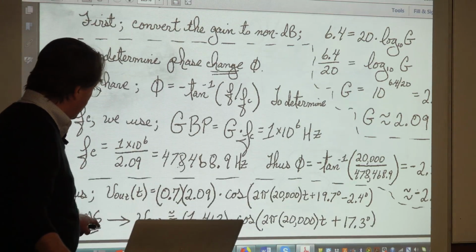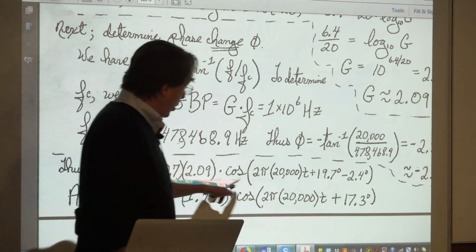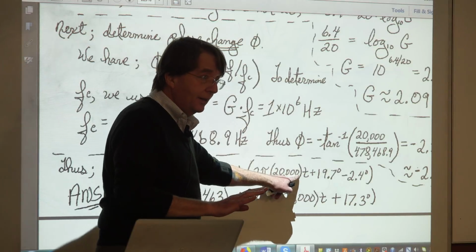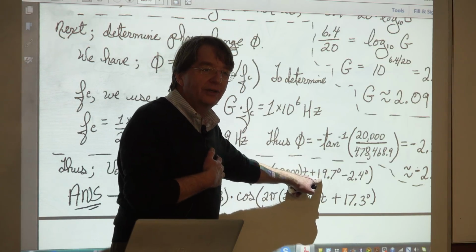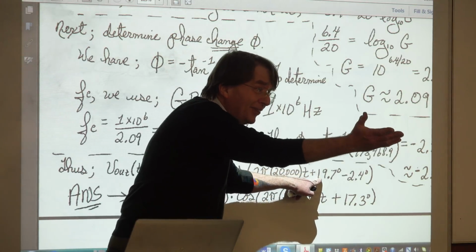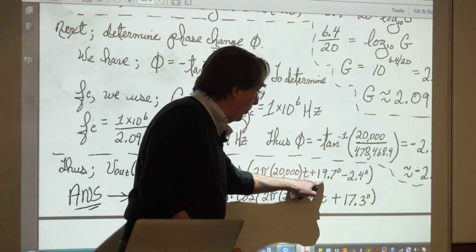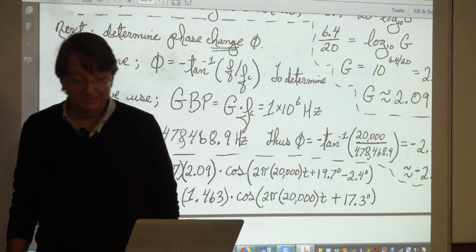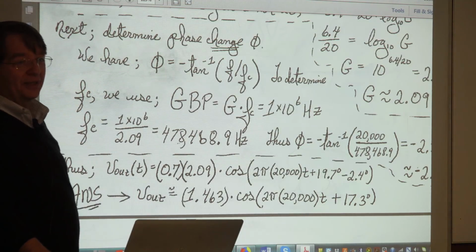So that means 0.7 times the gain times cosine 2 pi ft. Some people put minus 2.4 here. Broke our hearts. That's a phase change. It's 19.7 minus 2.4. We're almost done, kind of. We're doing good.